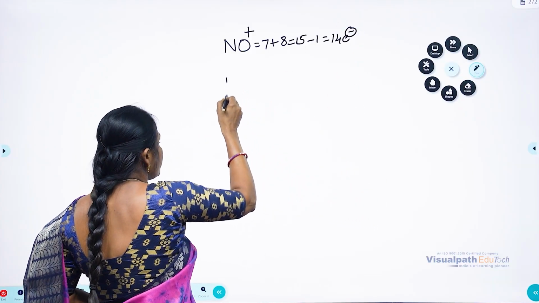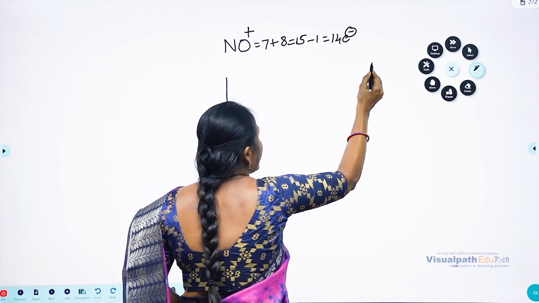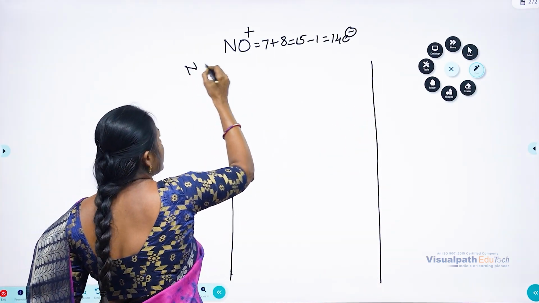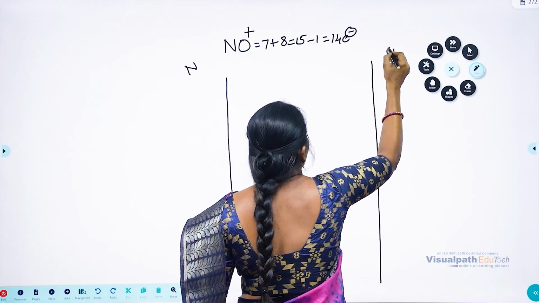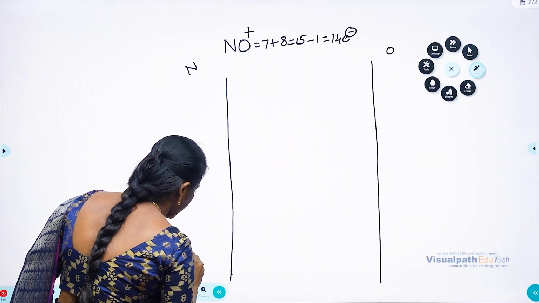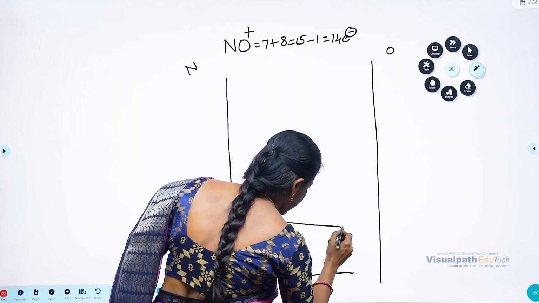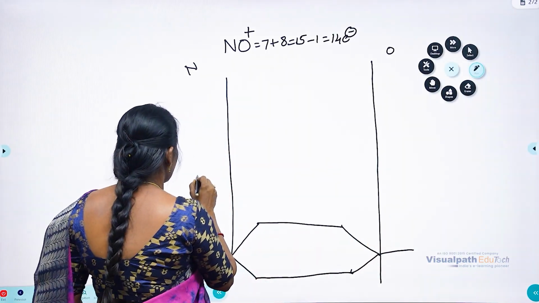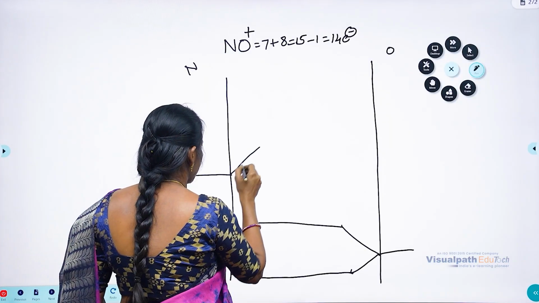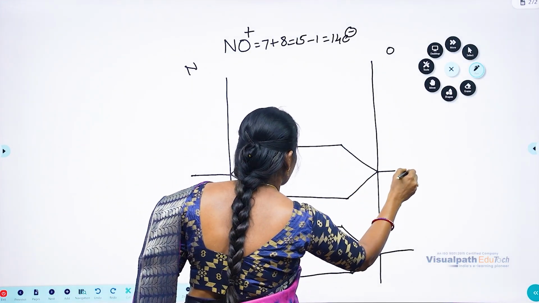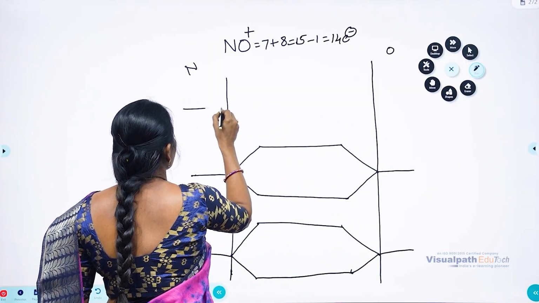Next we go to the MOT diagram. One is the nitrogen atom and another one is the oxygen atom. Next 2s. Next 2p.